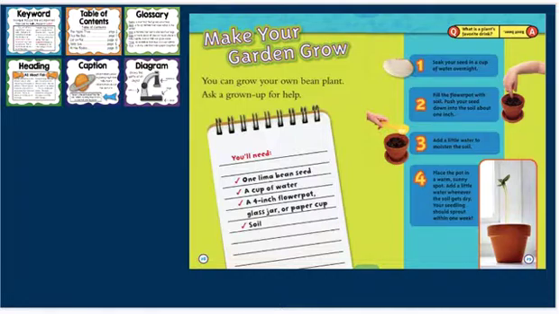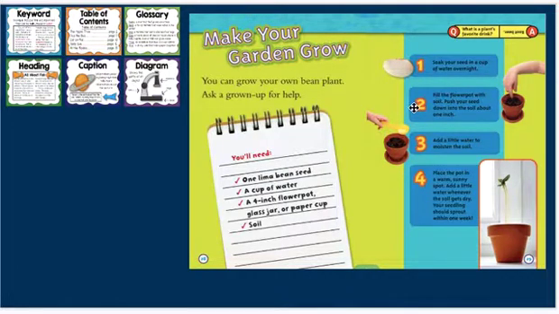So here you can make your garden grow. You can grow your own bean plant. Ask a grown-up for help. So on this page, it tells you what you will need, and then it tells you the steps of what to do. Kind of like the how-to book you've been writing in Writer's Workshop. You need 1 lima bean seed, a cup of water, a 4-inch flower pot, glass jar or paper cup, and soil. First, soak your seed in a cup of water overnight.